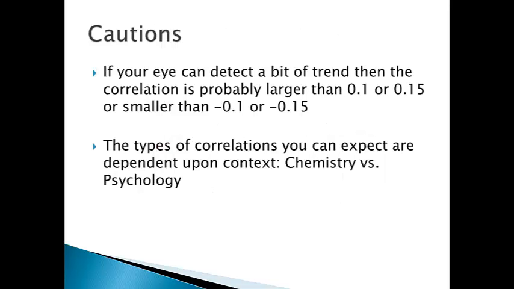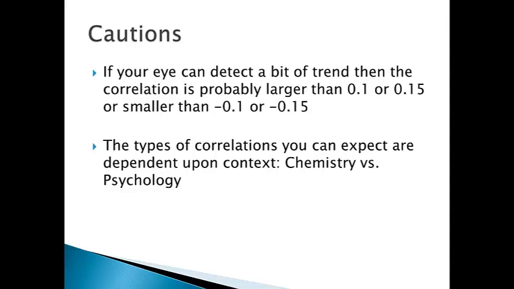A couple of words of caution. If you're trying to estimate correlation coefficients from the data, if your eye can detect a bit of a trend up or down, then the correlation coefficient is typically larger than 0.1 or 0.15 or smaller than -0.1 or -0.15. If you can't see any trend, then figure that your correlation coefficient is roughly between -0.1 and 0.1.